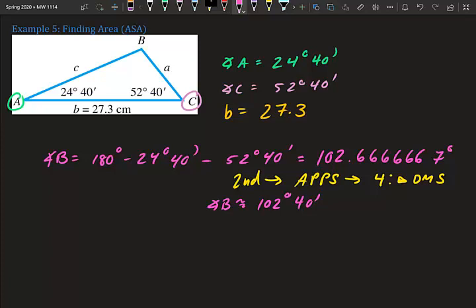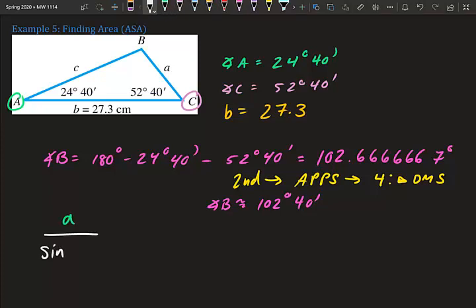All right. So now we have all our angles and one side. We need to find another side. We're actually going to find, you could use A, you could use C, it doesn't matter here. This is where we can start to do different things. I'm going to find A. So let's find side A.